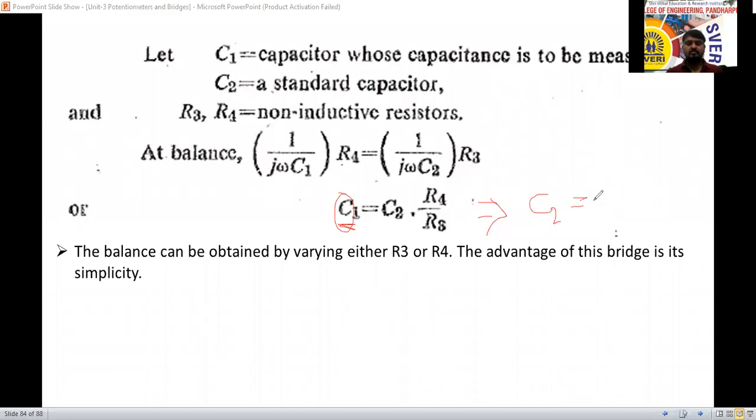C2 equal to C1 as it is, write. Here R3 is there, if it goes to this side it will multiply with C1. So R3 divided by R4, R4 will divide into C1 here. So divided by R4 here. Correct? C2 equal to C1 R3 divided by R4. Correct or not?